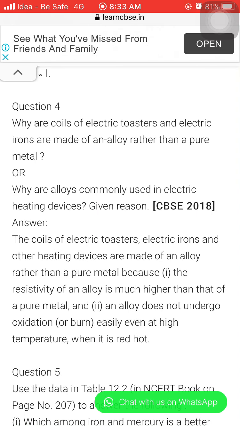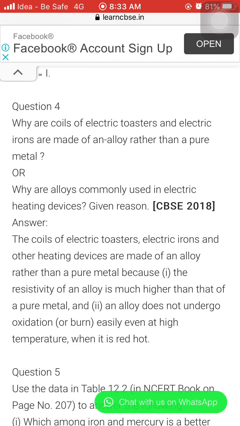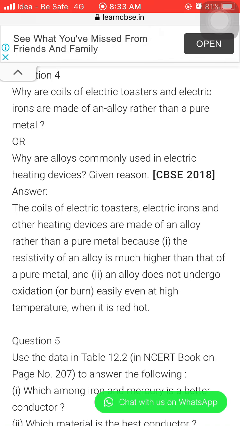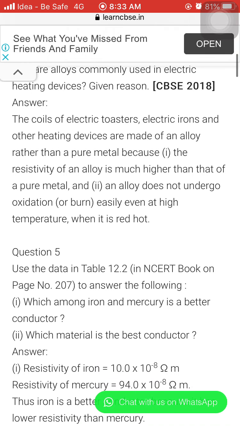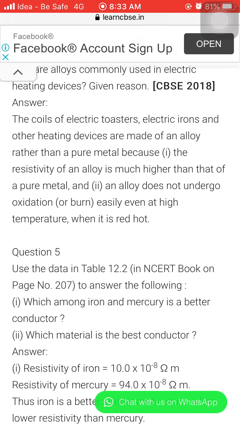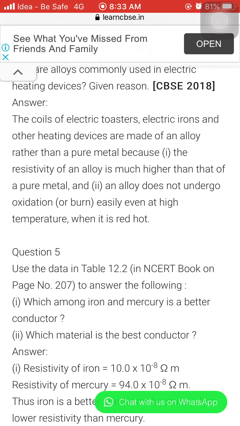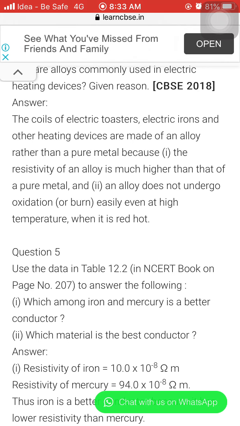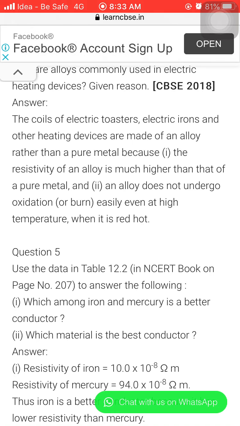Next question we have, why are coils of electric toasters and electric irons made of an alloy rather than a pure metal? Or the same question can be asked this way: why are alloys commonly used in electric heating devices? Give reasons. You might have seen that the coils of electric toasters, electric irons and other heating devices are always made of alloy rather than a pure metal, because when we start heating using these devices, the coil becomes red hot, but it does not burn or undergo oxidation even at very high temperature.